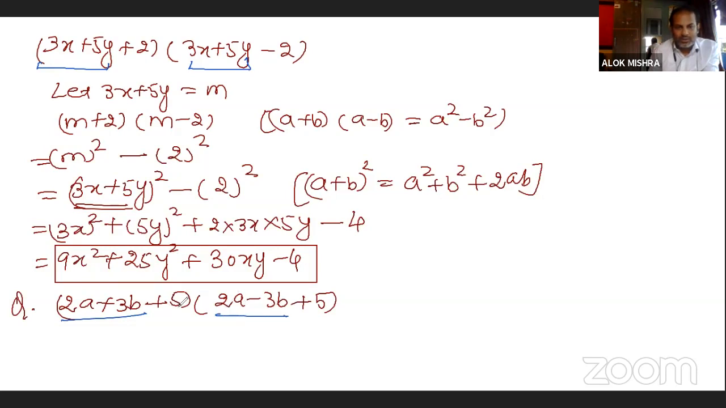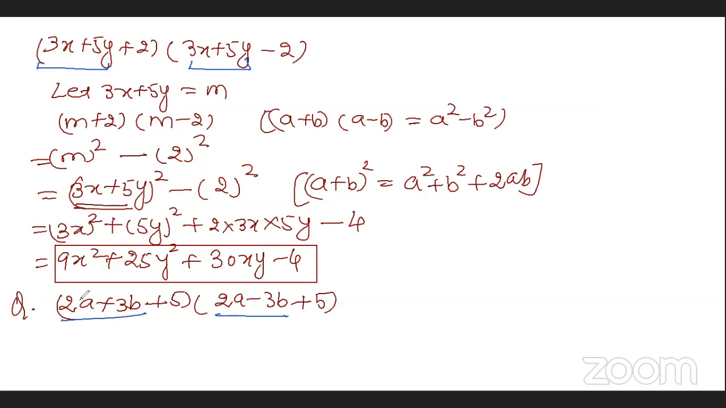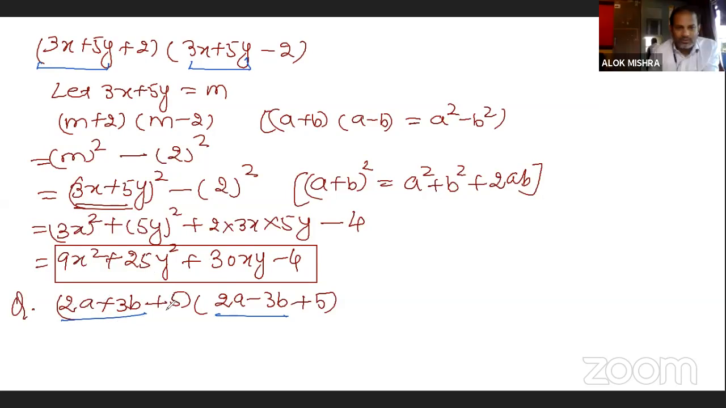So I cannot just write 2a plus 3b or 2a minus 3b as some other variable, say m. What I'll have to do is look for the term where it is common. In the first bracket I see 2a and it is plus 5, and in the second bracket also I'm getting 2a plus 5. So I'm going to rearrange these terms in such a way that the first two terms are the same. So it's 2a plus 5 plus 3b, and the other bracket becomes 2a plus 5 minus 3b.